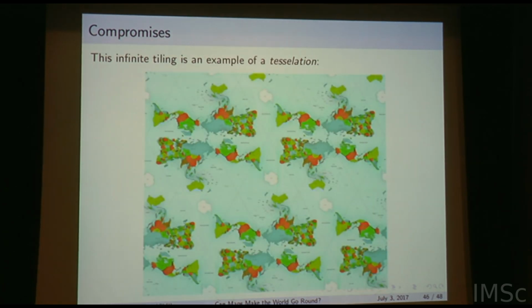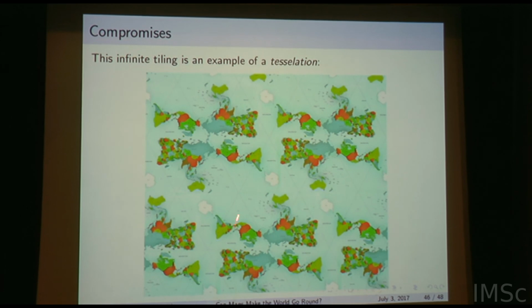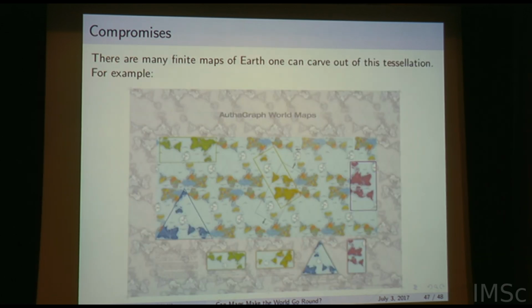That infinite tiling is also called a tessellation. It's an example of a tessellation of the plane. And from this, you can actually construct many different maps. You would either take one of these equilateral triangles, like, let's see, starting here, go down to here, go over, go back up, and that's your map of the Earth. Or you could carve out various different rectangular maps of the Earth as well. This picture shows some of the different maps you can carve out from this tessellation.